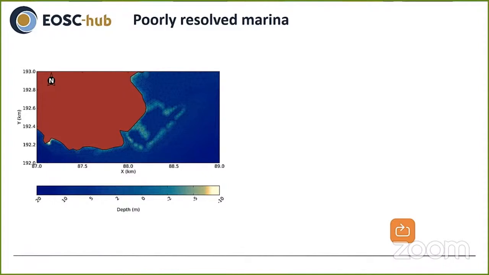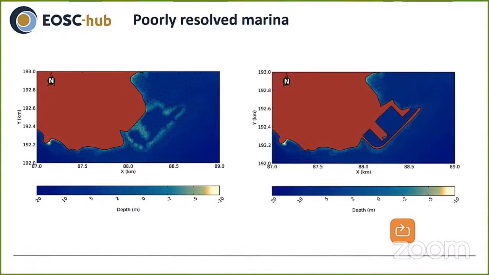Now, if you try to represent the marina with the grid, you see that the extra effort represented by the additional nodes that I am including in the new grid is very small. So with very little effort, I can represent the marina, and therefore I can better represent the flow in this area.